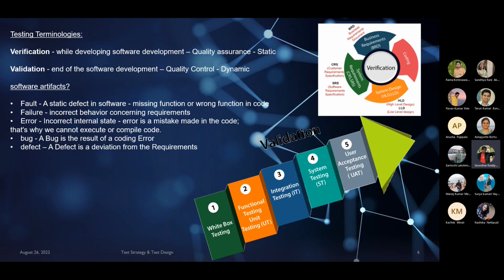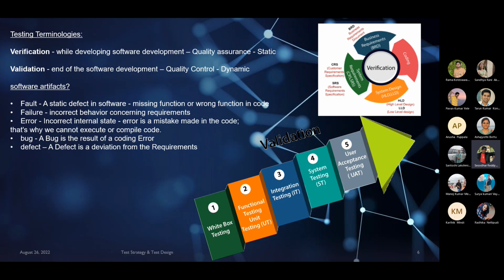So if you consider a fault, it's a static defect in software, where it can be a missing function or a wrong function in the code, that you call a fault. Some people, even if they get a fault, used to call it a bug, but that's not the case. A fault is a static defect in software, like you have some issue in the code, that comes under a fault.